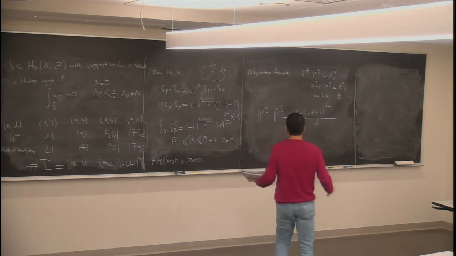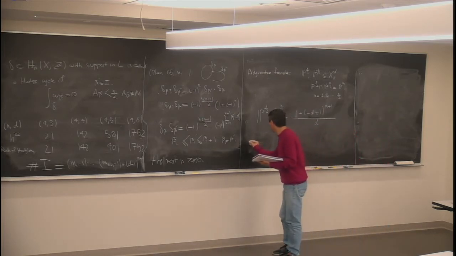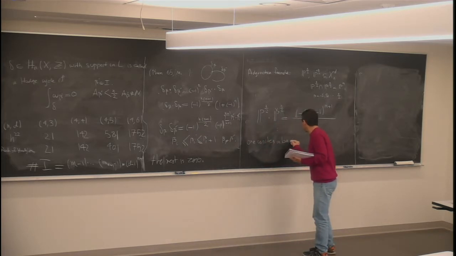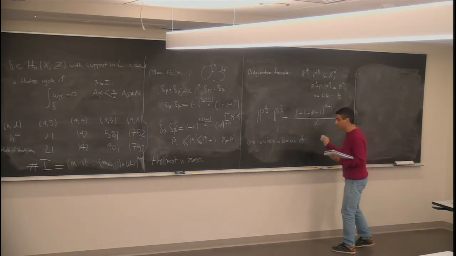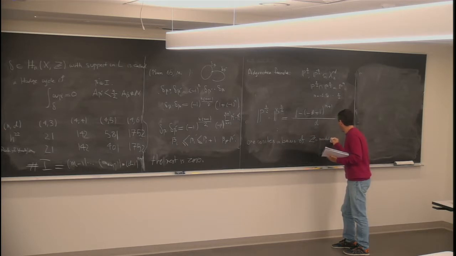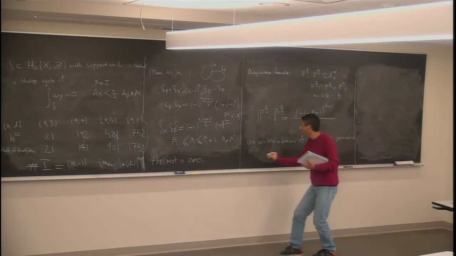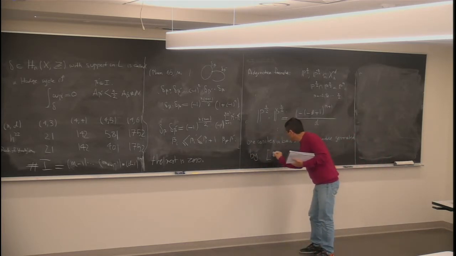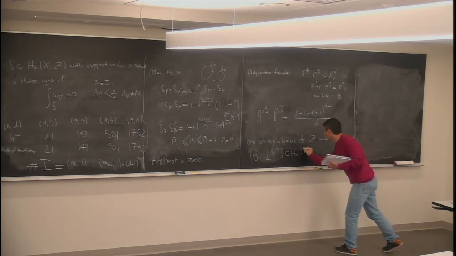Okay. At the end, one writes the basis of two objects. First of all, the Z-module generated by the topological classes of these linear cycles in H^{n,n}(X, Z).